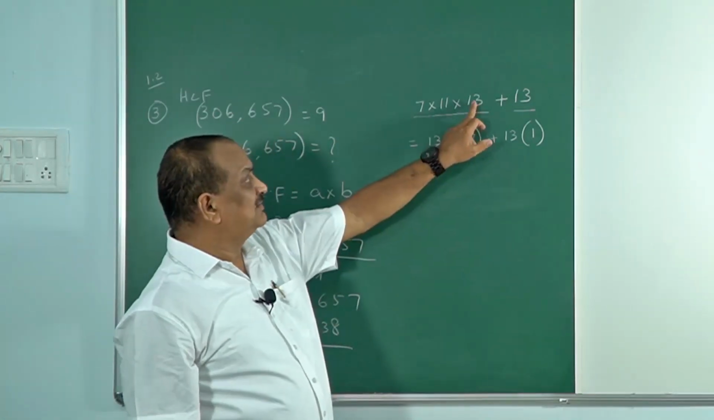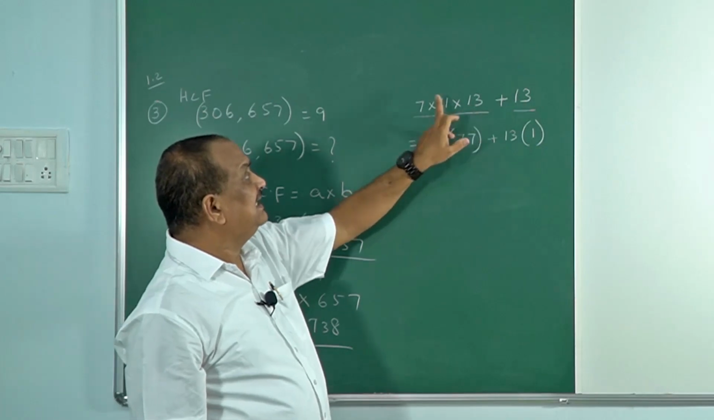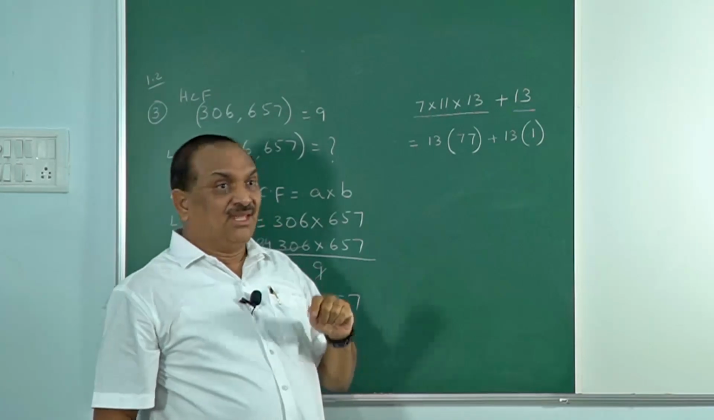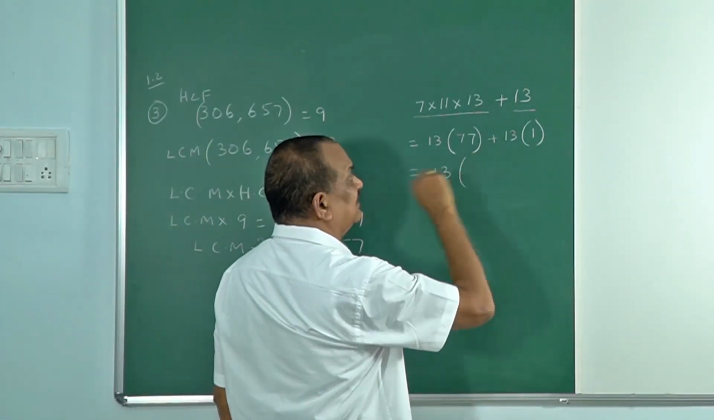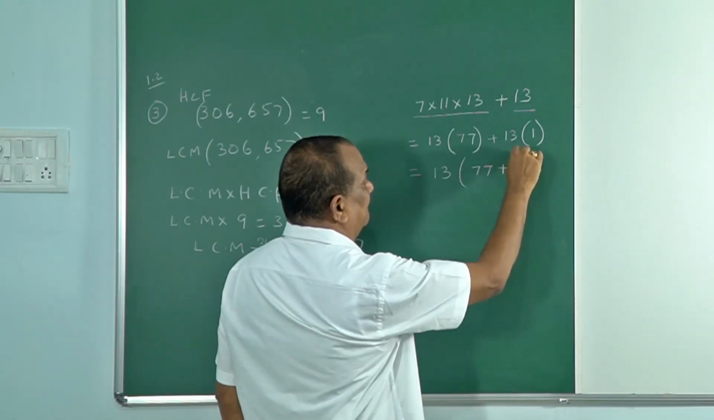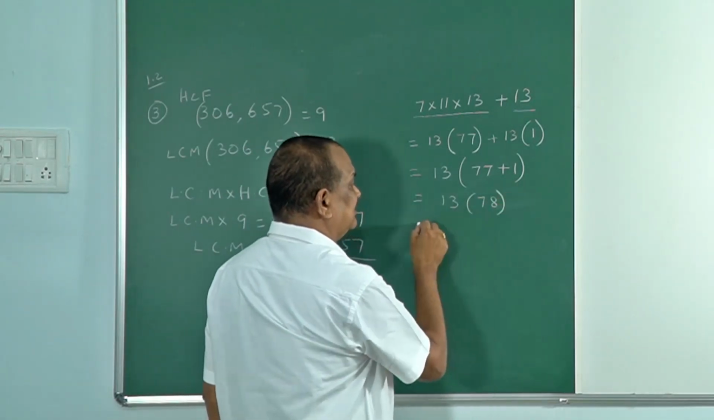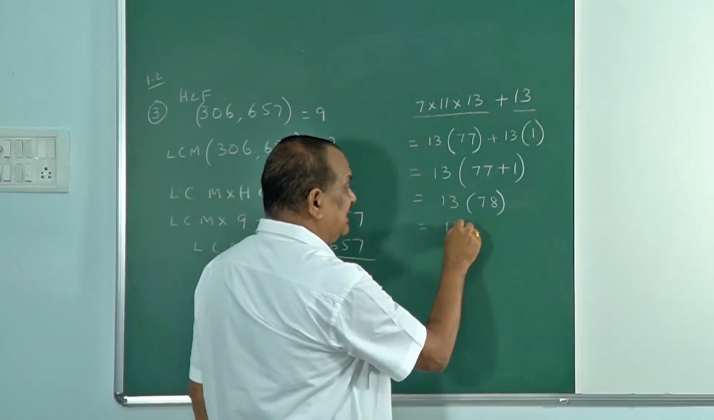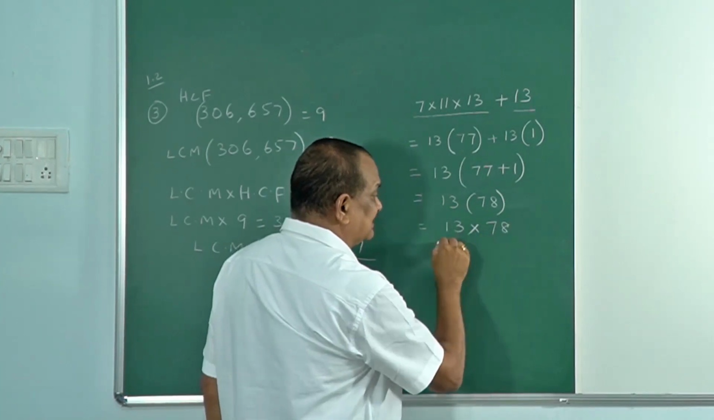Okay, this is 13, and 7 times 11 is 77. So this is 13 77s and this is 13 ones. Having done that, you can take 13 as a common factor; this is 77 and this is 1. And 13 times 78. Okay, and now you can easily say 13 times 78, you got two factors.